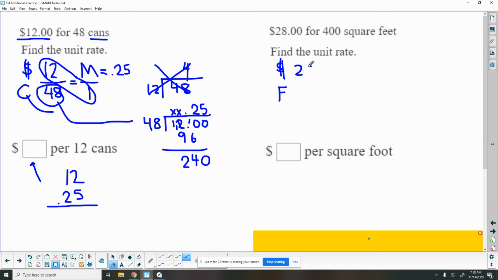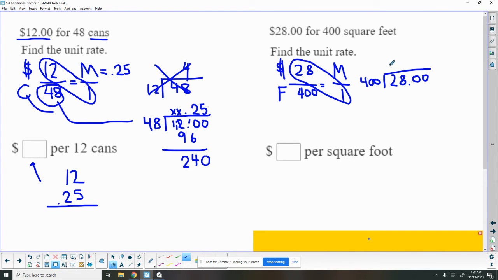So I put $28 on top for 400 feet. Now I want to know how much money 1 foot costs. So remember, the second one is always 1 on the bottom. So here's 28 times 1 is 28, and that goes on the inside. So $28. And I'm dividing by 400.